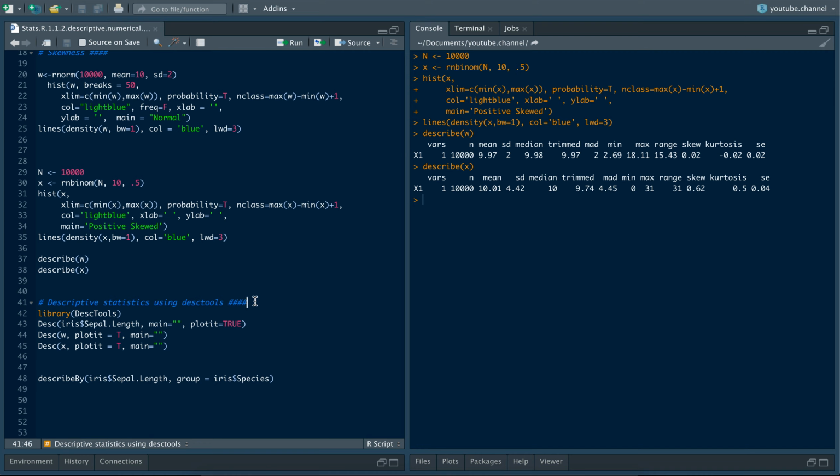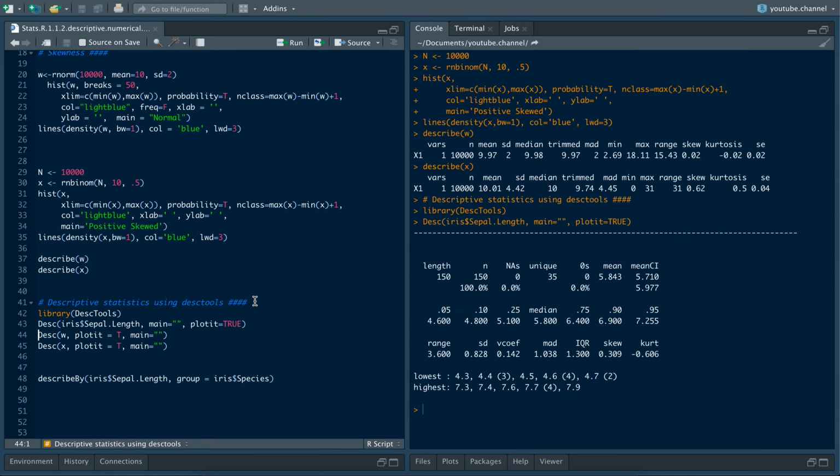Now, before concluding this video, I wanted to show you this other important package which I found very, very useful. It's called DescTools, and we launch it, of course, by typing library DescTools. And with this command Desc, you can see many important variables and important factors describing your distribution. So by typing this, let's start with the outcome that we would have.